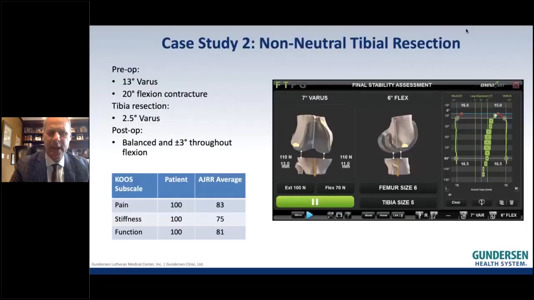But he is one of the happiest guys you'll ever see. His KOOS scores were 100 across the board. He's back farming. He loves his knee. I called him specifically because I was putting this talk together and I wanted to hear how he was doing, and he just couldn't say enough. So that's just another non-traditional way to approach a bad deformity. Again, sometimes an unconventional approach is what's needed.